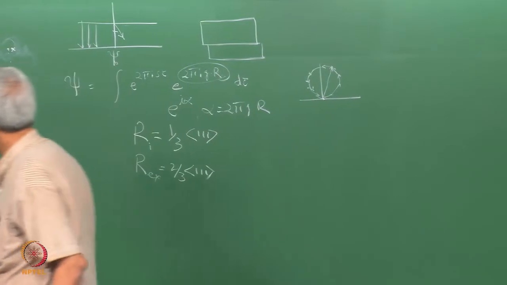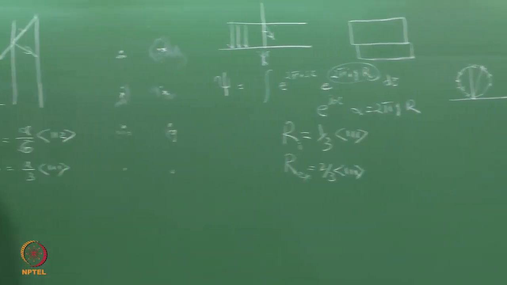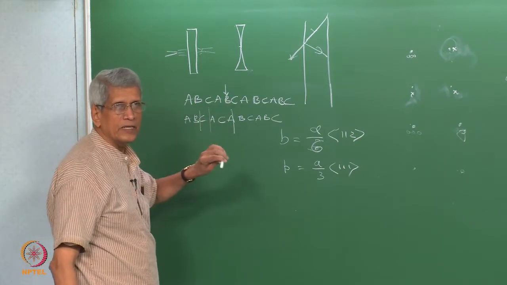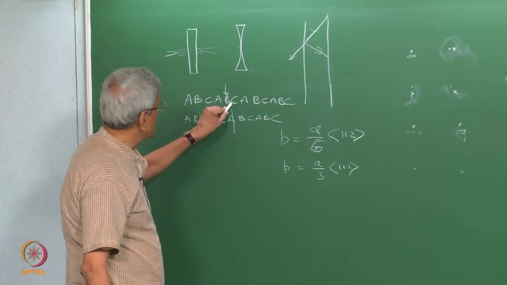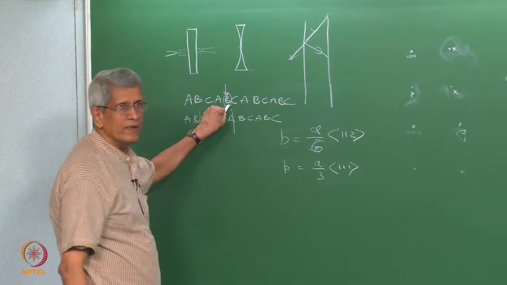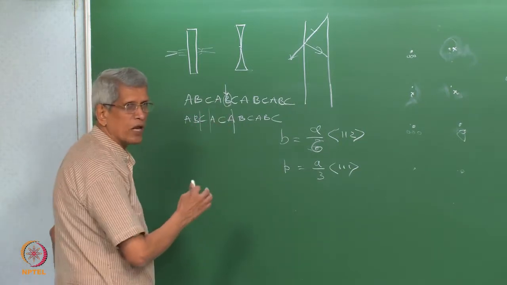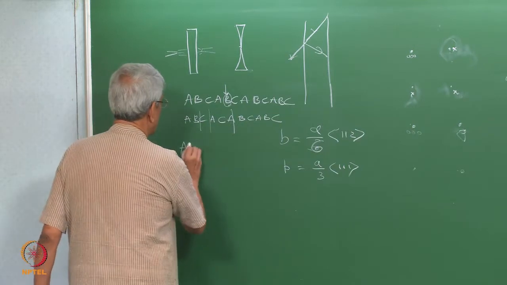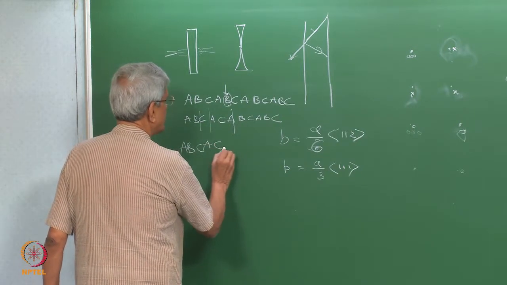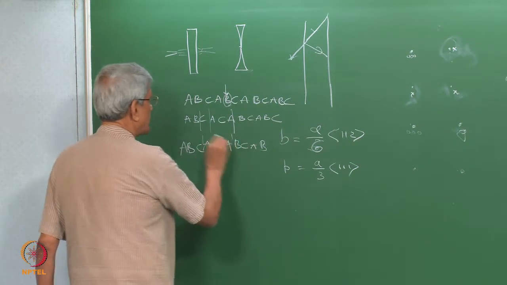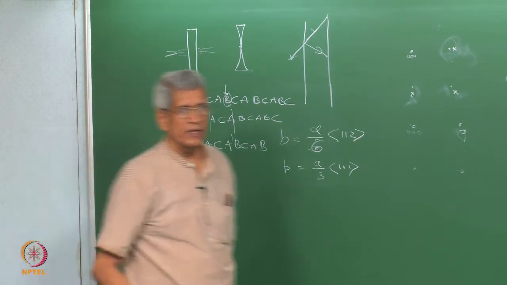What are the other ways in which the same type of fault could be created? Instead of moving this dislocation, suppose I remove this B layer, then what will happen? On top of A layer, C layer will collapse. Then it becomes ABC, AC, A, BC, ABC. Now also the same type of a fault is created.